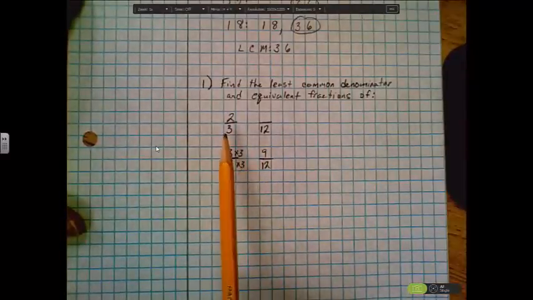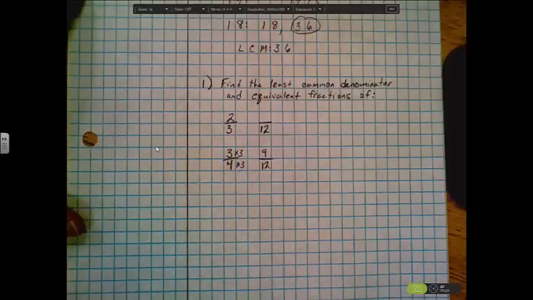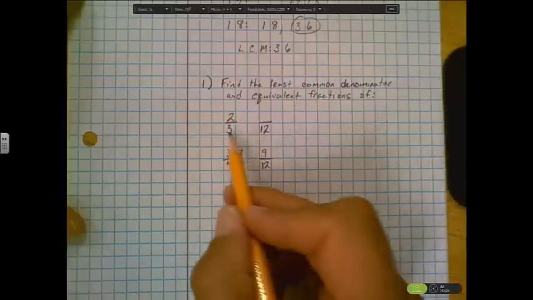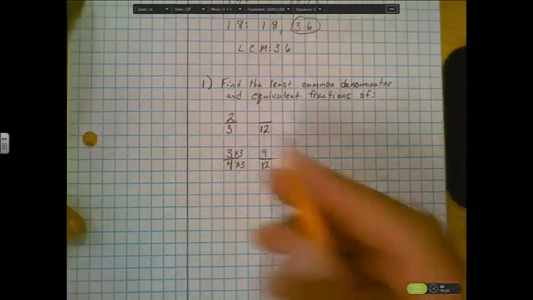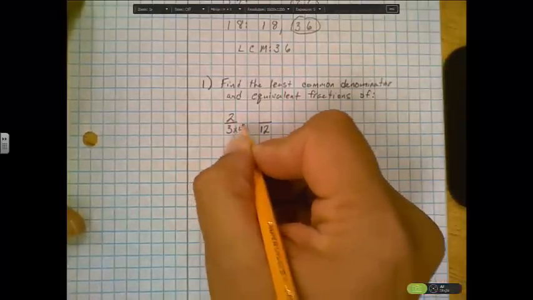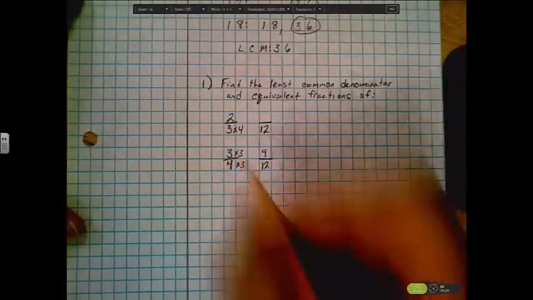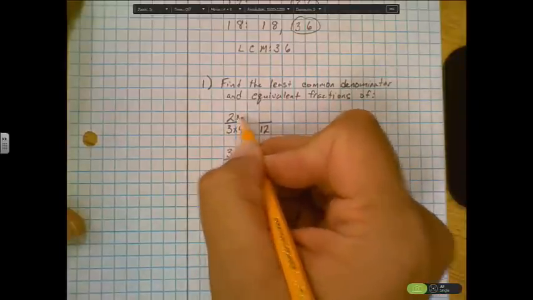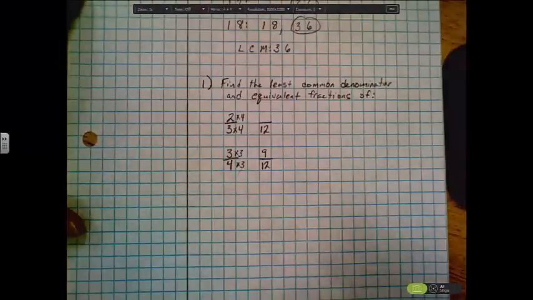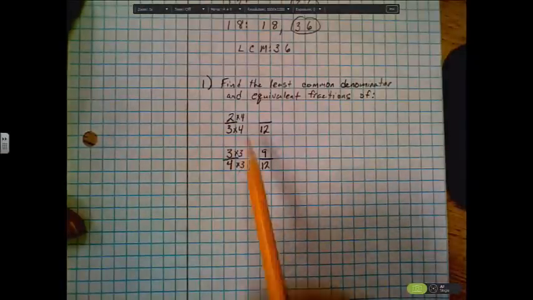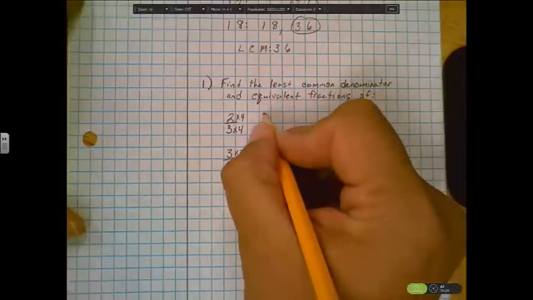We do the same thing with the other fraction. We want to know 3 times what gives us 12. Well, we know 3 times 4 gives us 12. So since we do the times 4 on the bottom, we have to do the times 4 on the top to make sure that it stays the same value. And 2 times 4 is 8.